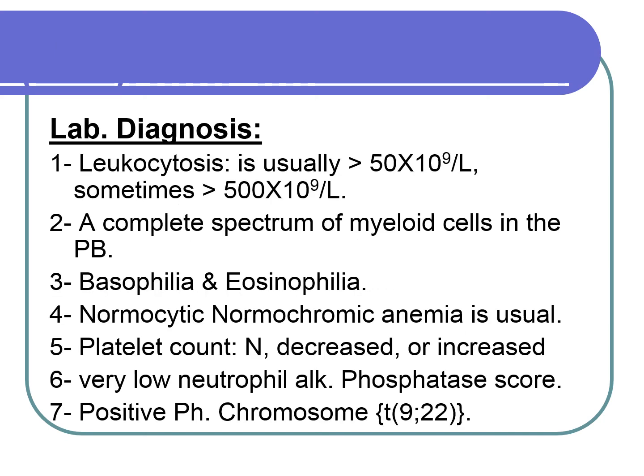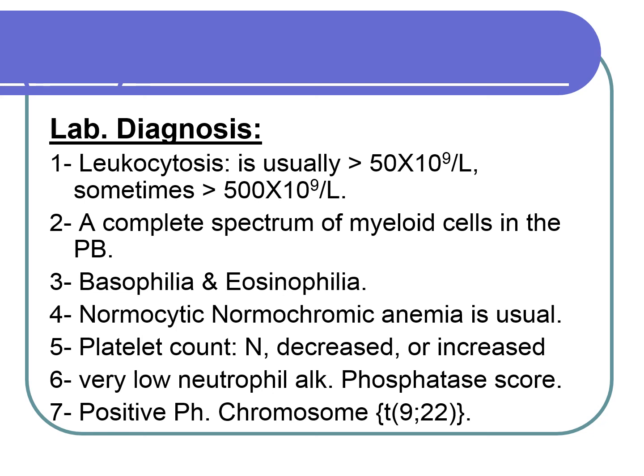So the laboratory diagnostic criteria for a chronic myeloid leukemia case: the patient presents with leukocytosis between 50,000 (50K) up to 500,000 cells per microliter, and a complete spectrum of all myeloid series in different maturation stages can infiltrate the peripheral blood. Eosinophilia and basophilia are very characteristic for chronic myeloid leukemia. The patient also presents with normocytic normochromic anemia. The hemoglobin level is low, but MCV and MCH are within normal range. The platelet count may be normal, low, or high.